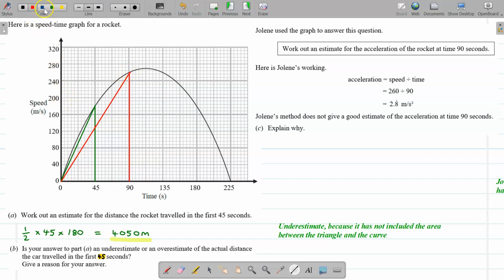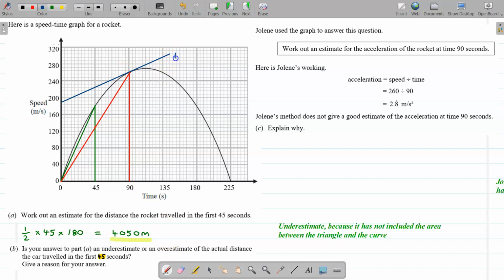Well, I'll do that in a different color. I'll do that in blue. It's roughly this line here. Okay, so if I take a point, say about here, that is an estimate of the gradient of the curve at 90 seconds, you see, because it's a tangent that's just touching the curve there. So I'm just going to call that L.